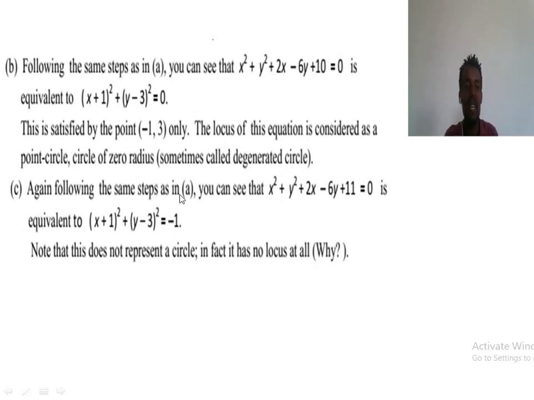see again, following the same steps as in a you can see that x squared plus y squared plus 2x minus 6y plus 11 is equal to 0 ማለትም በዚህ መልኩ ነው ያለው: x plus 1 whole square plus y minus 3 whole square is equal to -1. ይሄው እዚህ ጋር ራዲየሳችን less than 0 ሆኗል. therefore note that this does not represent a circle, ያው circle አይወክልም, equations locus የለውም ማለት ነው.